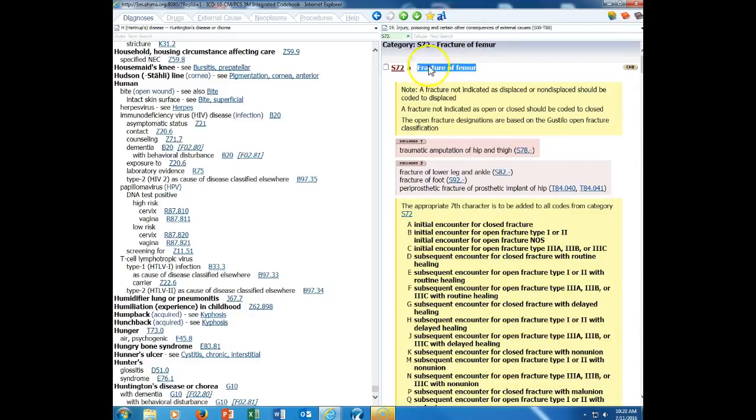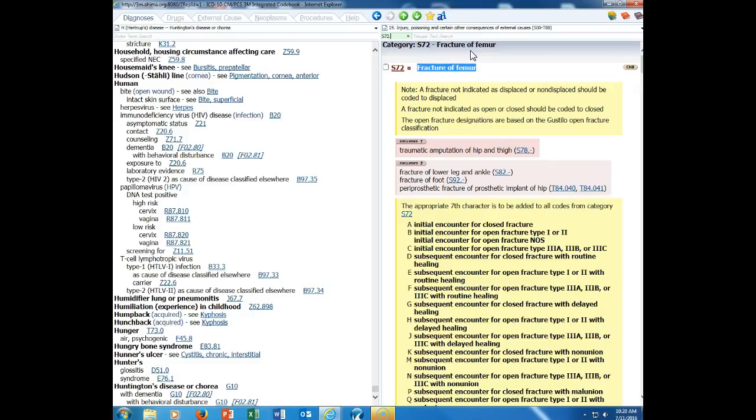Okay, S72, fracture of femur. A code from this category is going to be the principal diagnosis. Then we're going to have a code for the AIDS, B20. Then we will have an external cause code for that accident.